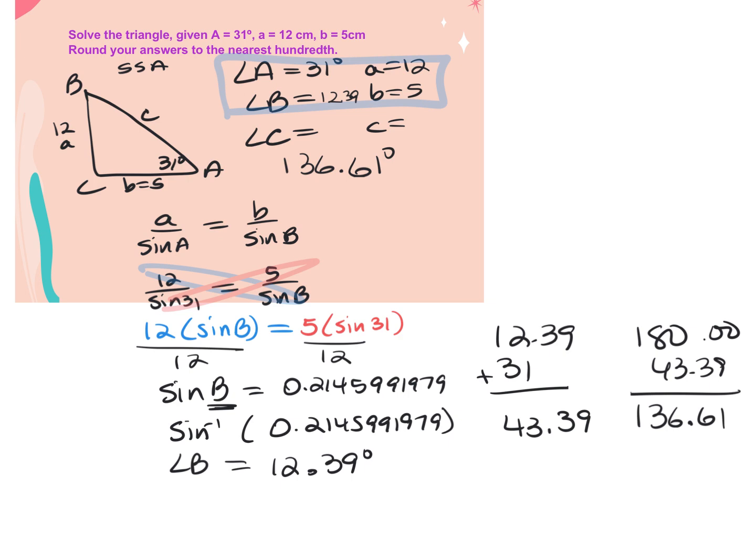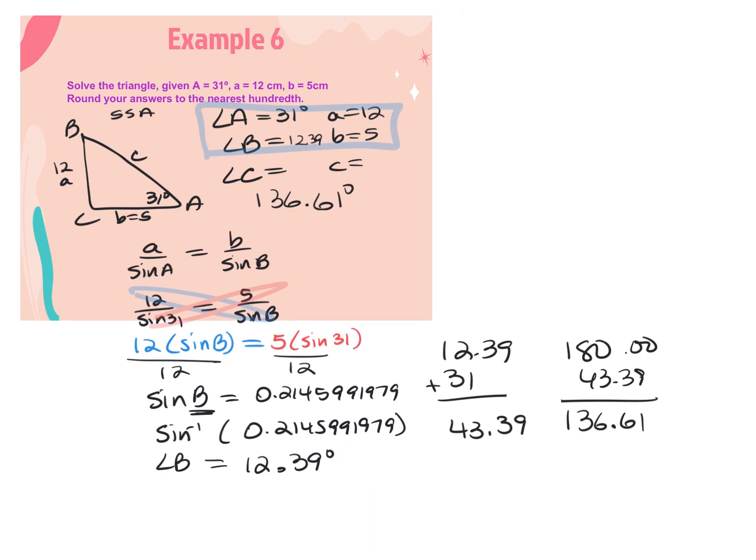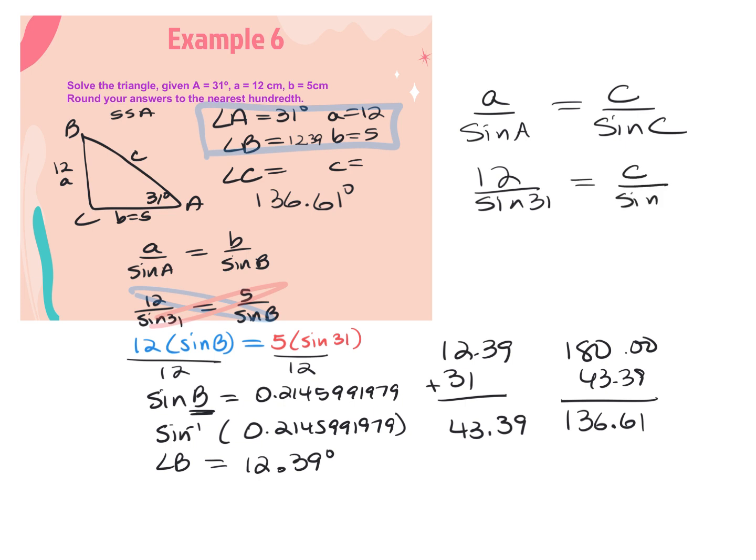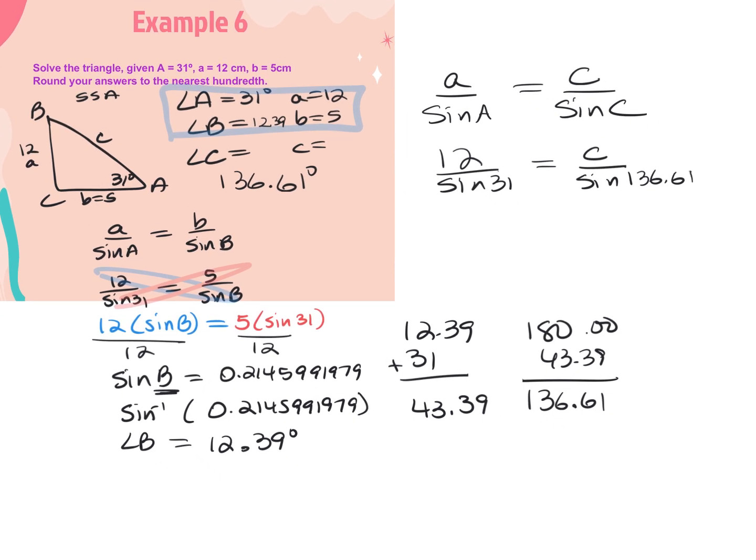And now to find the last missing side, one more proportion. And I'm still using the original given, so I'm going to do A over sine A. But now the newly calculated angle C, C over sine C. So let's fill it in. 12 over the sine of 31 is equal to C over the sine of 136.61.